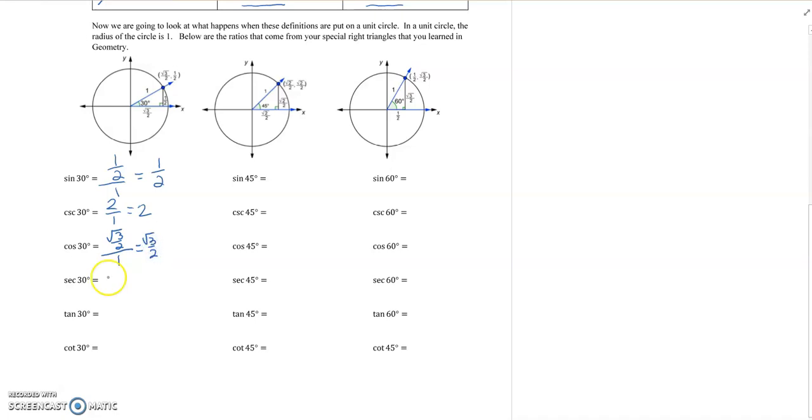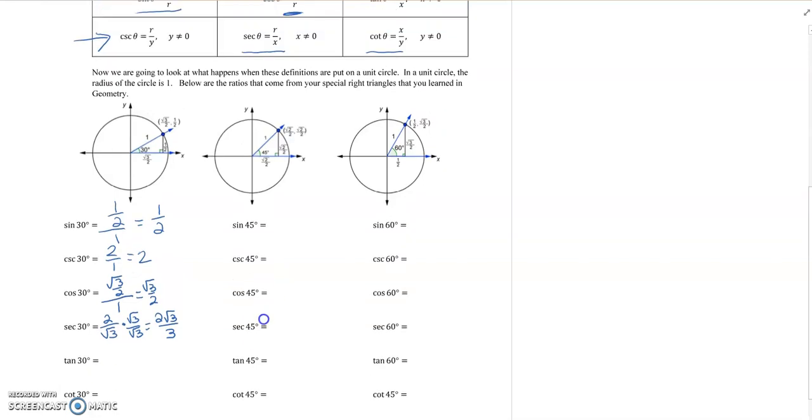Secant is the reciprocal of cosine, so we take the root 3 over 2 and we reciprocate it, so we're going to flip-flop it. So we have 2 over root 3, which we need to rationalize, so root 3 over root 3. So the secant of 30 is 2 root 3 over 3.